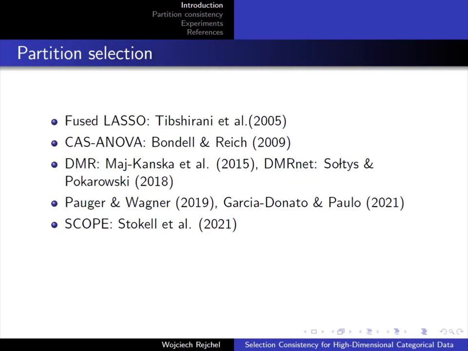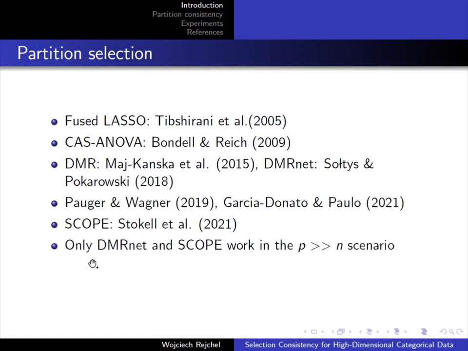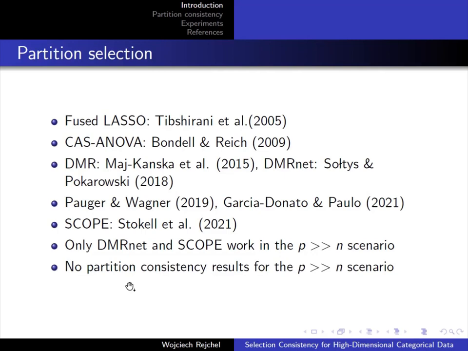So maybe I will go to the case of partition selection. This is the case where your algorithms can not only discard whole factors, but can also merge levels of these factors. Here you have some algorithms. As you can see, there has recently been some interest in that. But to the best of my knowledge, there are only two of them, DMRNet and Scope, which can work efficiently in the high-dimensional scenario. And there is no theoretical result on the partition consistency for the high-dimensional case.